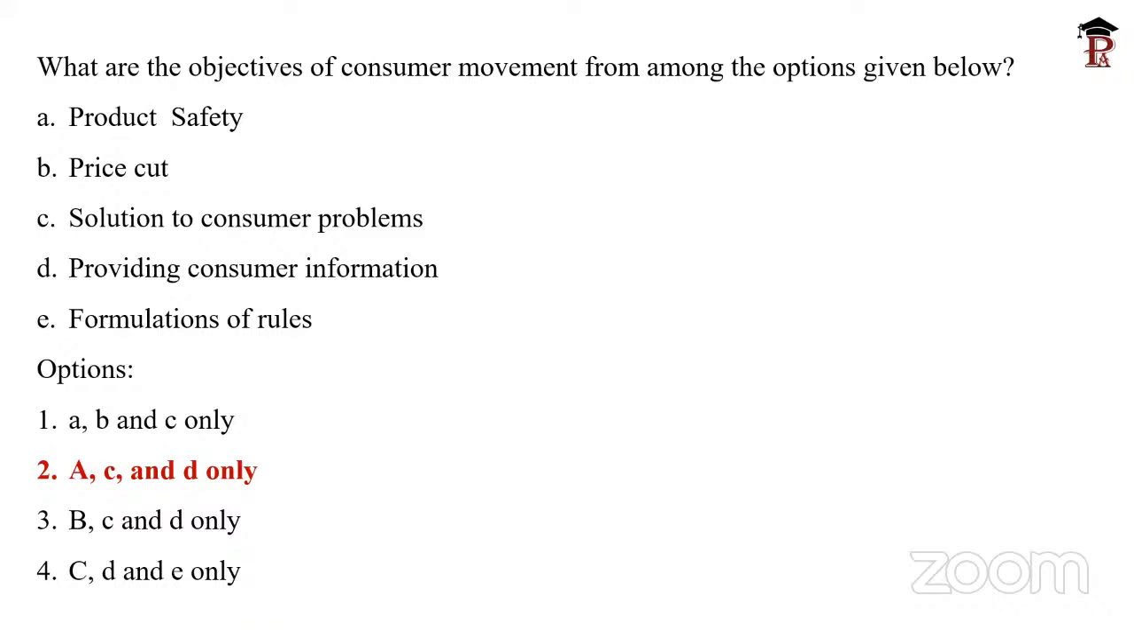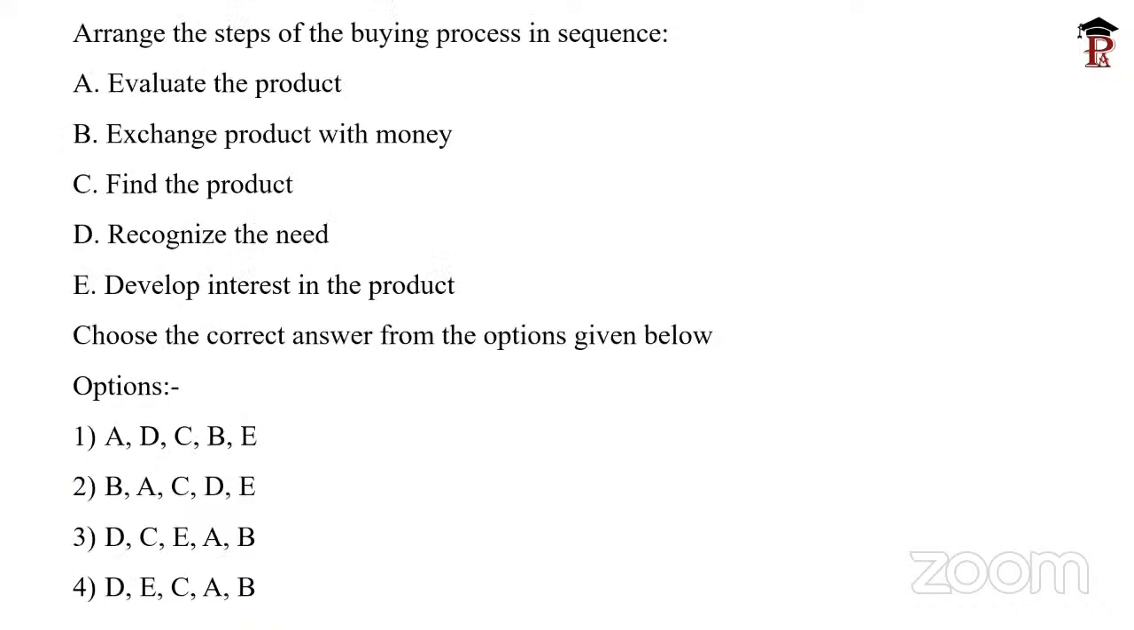Very good. Moving forward, arrange the steps of buying process in sequence. A, evaluate the product. B, exchange product with money. C, find the product. D, recognize the need. E, develop interest in the product. Choose the correct answers from the options given below. So you have to sequence this. Like first, what will be first thing? I'll reread it for you.